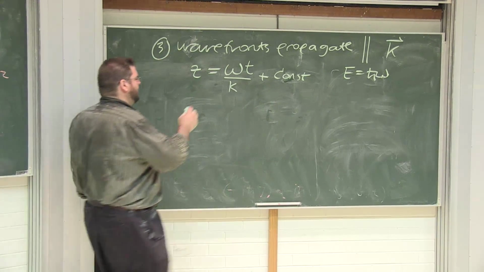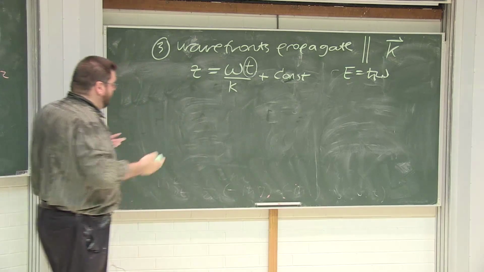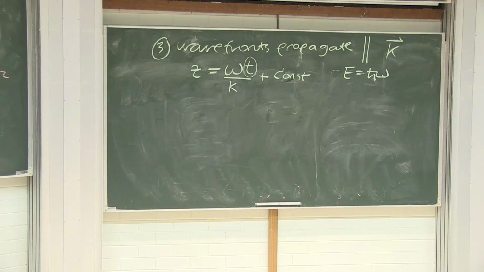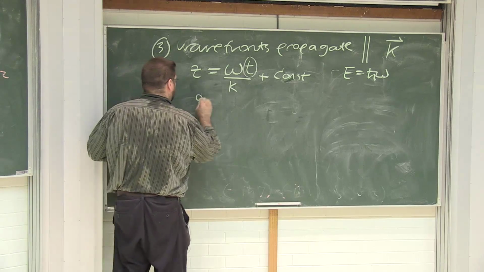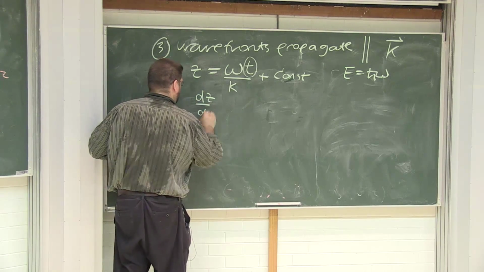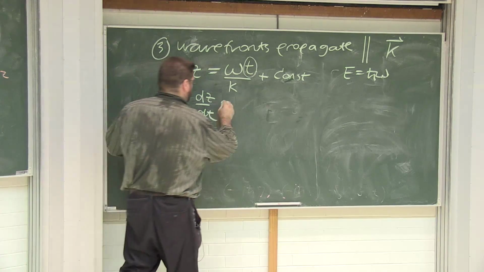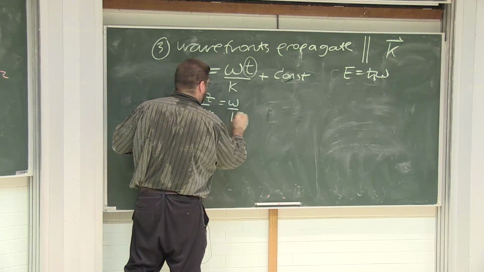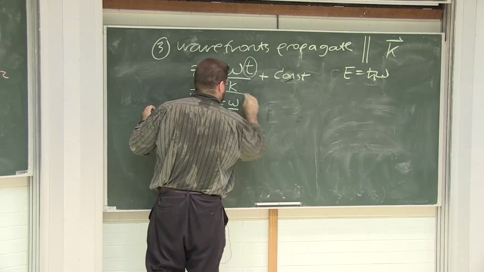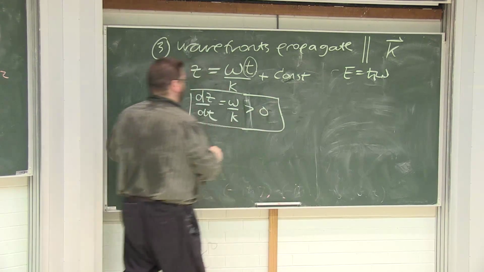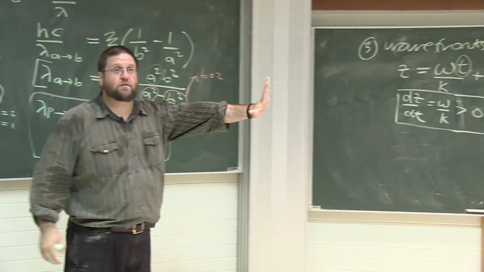But if we now consider t to be a variable, then what is the wavefront? Well, z is proportional to t. dz dt will be the speed at which the wavefront moves, and that's going to be omega on k. And that's a positive number if omega is non-zero. So this is just the wavefront moving in the z direction.